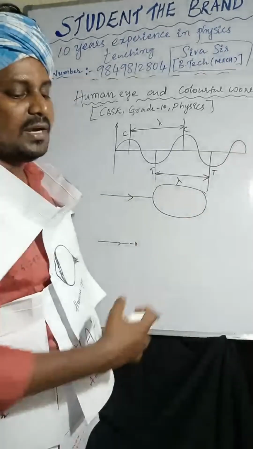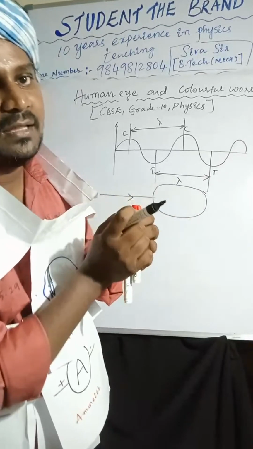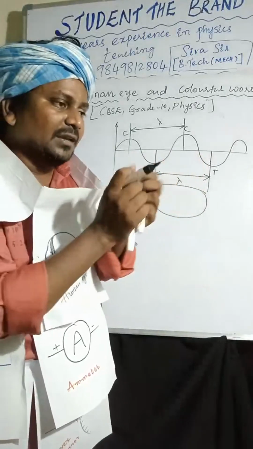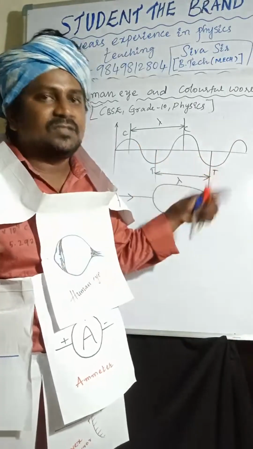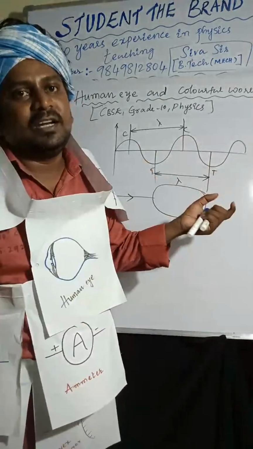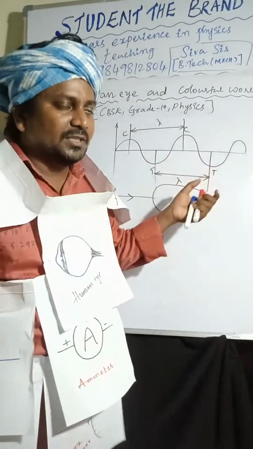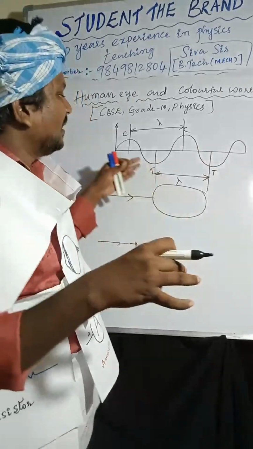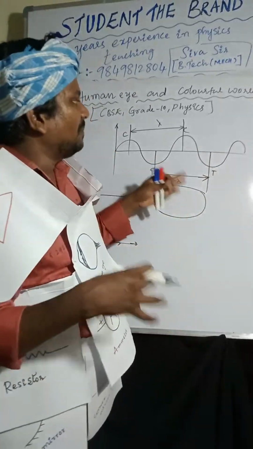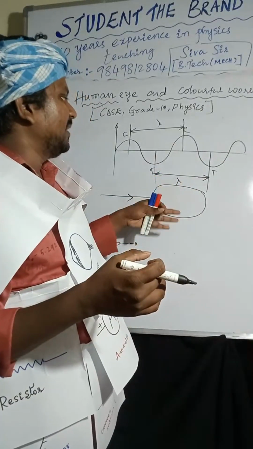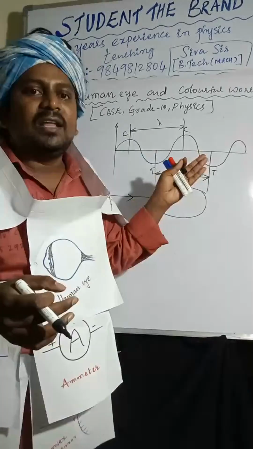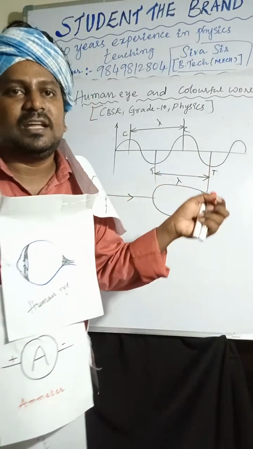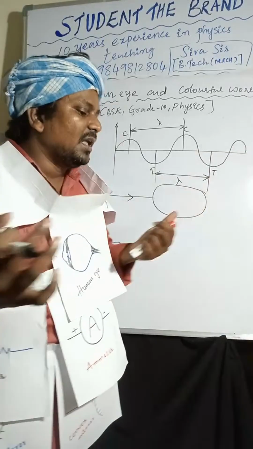Then what happens? That particle will absorb the light and re-emit it in all directions with a different intensity. That is called scattering of light. The condition is that the particle size must be comparable to the wavelength of the light, then only it absorbs the light and re-emits it in different directions with a different intensity. It's called scattering of light.